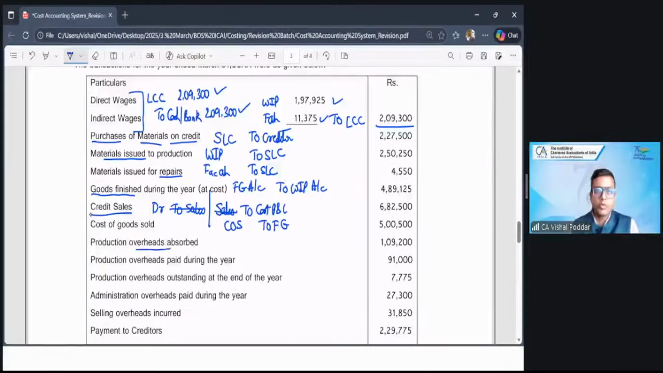Now factory overheads absorbed means charged. So where they are charged to WIP. So WIP debit, factory overheads credit. Factory overheads paid to cash bank.